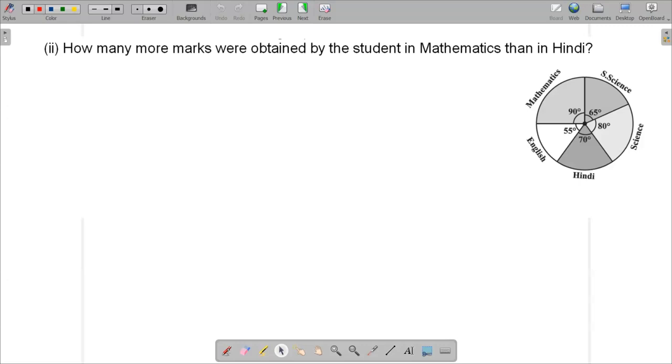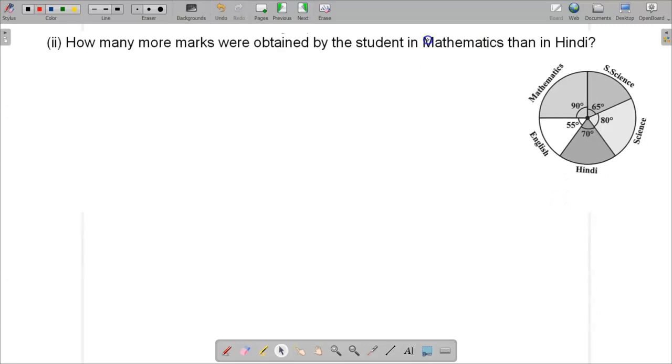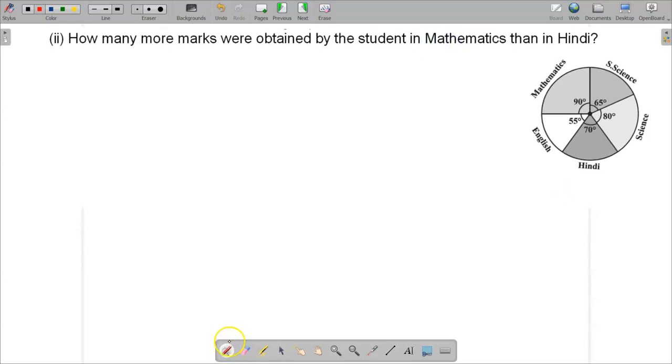The second question is, how many more marks were obtained by the student in mathematics than in Hindi? We know that in Hindi they have scored 105 marks, as we discussed in the previous problem, with the central angle 70. Now they are asking how many more marks were obtained in mathematics than in Hindi. So first of all I should know the marks in mathematics. Again using the central angle I can easily find out the marks.